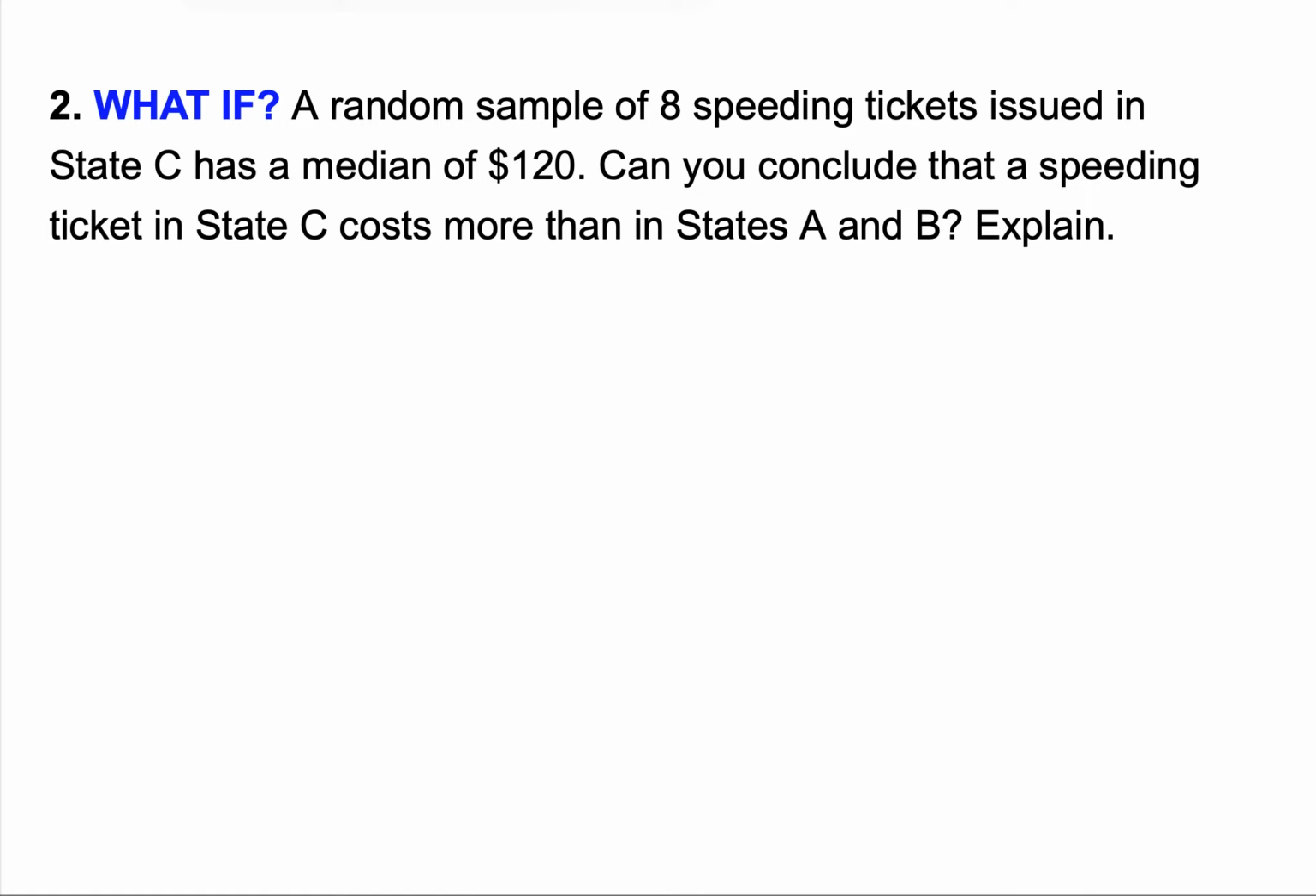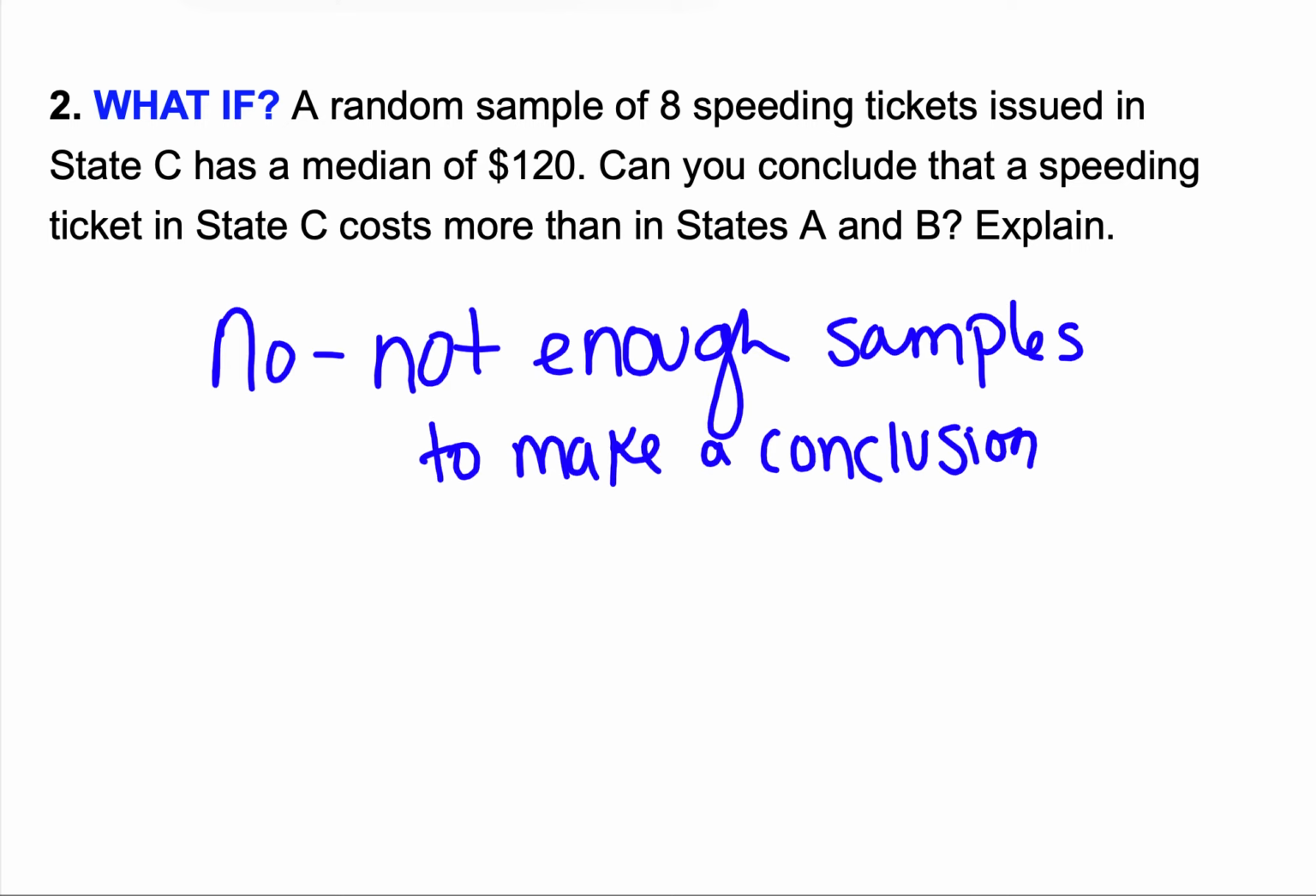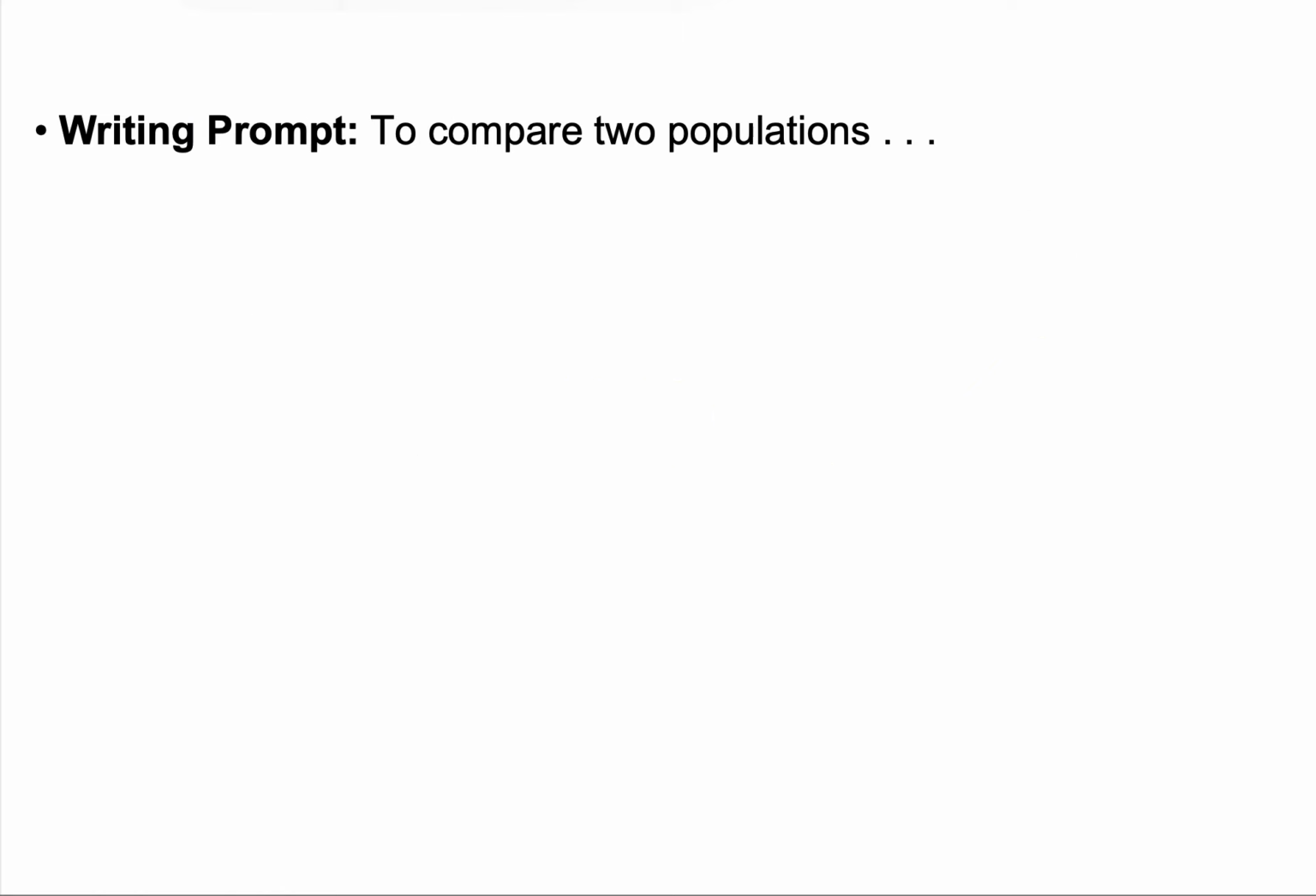Okay, let's check your answers. So on this one, I would say no, there's not enough samples to make a conclusion. Here it says that there's only 8 speeding tickets. And when we're comparing that to 100 samples of 10 speeding tickets, there's just not enough good information there to make a claim about the cost of tickets in state C and state A and B.